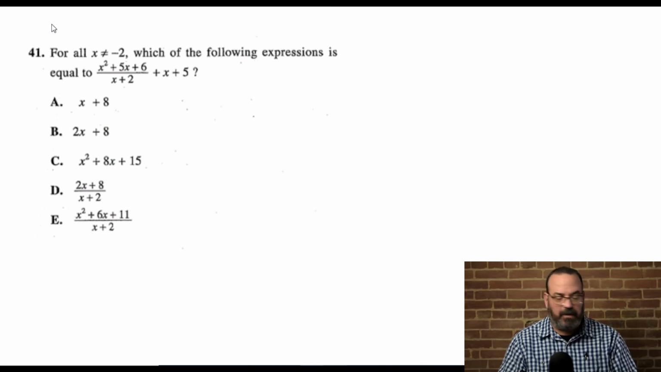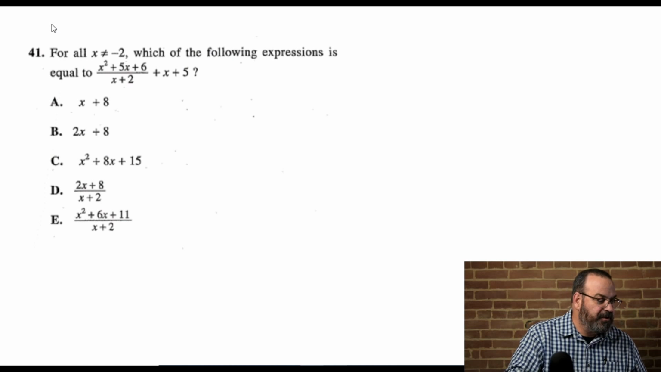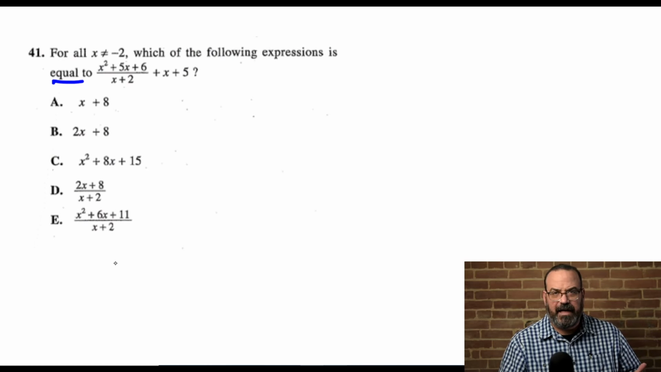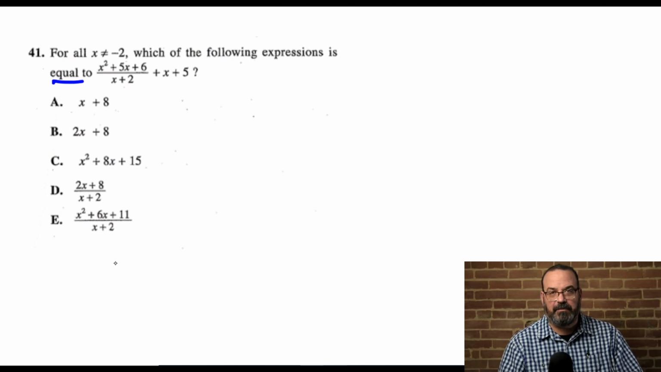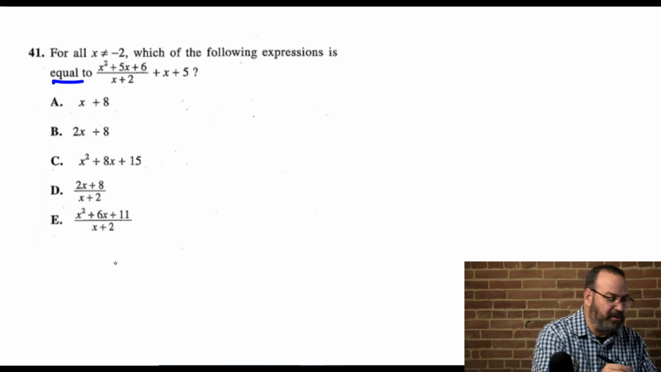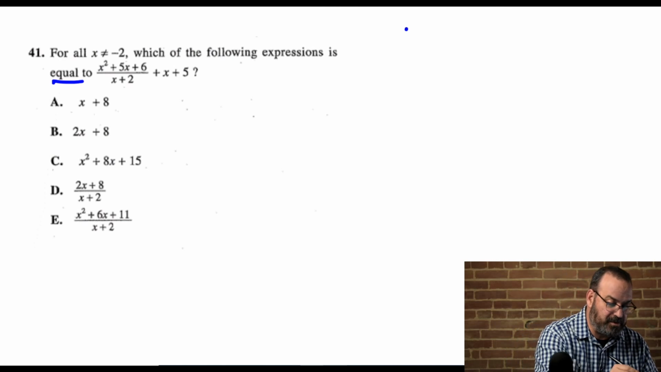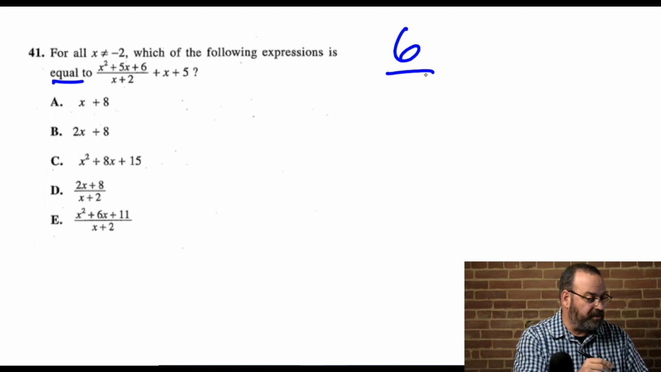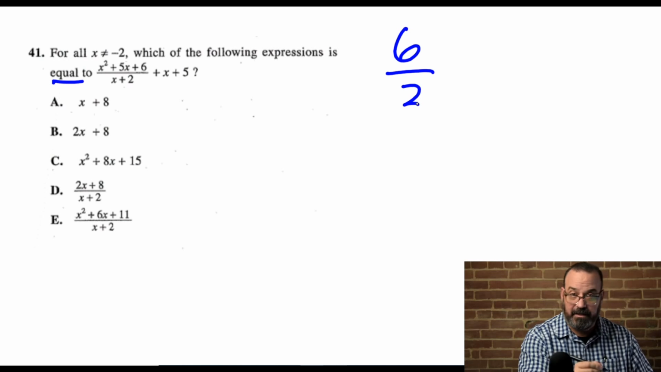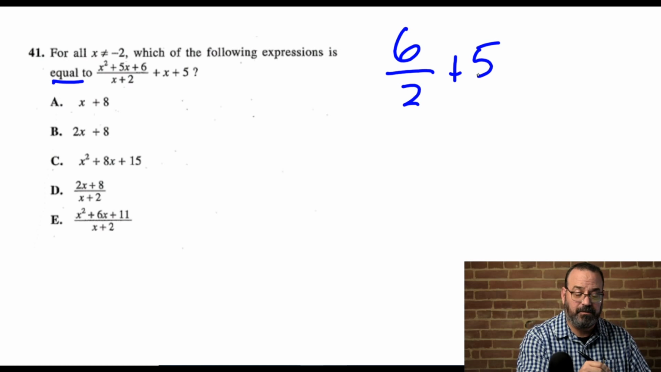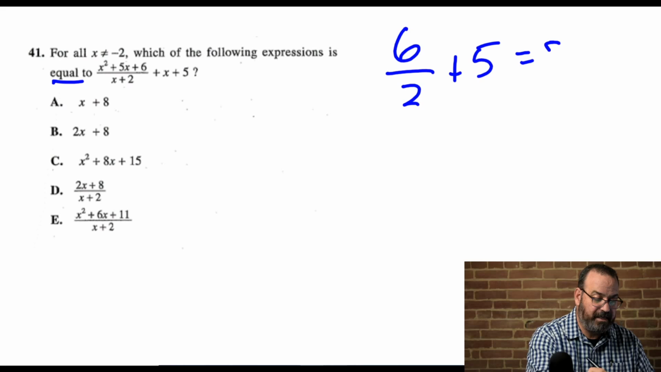It also has rational functions. And look what it says. The following expression is equal to... all of this algebra. Students freak out and look at all this algebra, and guess what I'm going to do? Take a huge guess. I'm going to say x is equal to 0. Well, 0 squared is 0, plus 5 times 0 is 0, plus 6 equals 6, over 0 plus 2 is 2, plus 0 plus 5. I get 6 divided by 2 plus 5 equals 8.